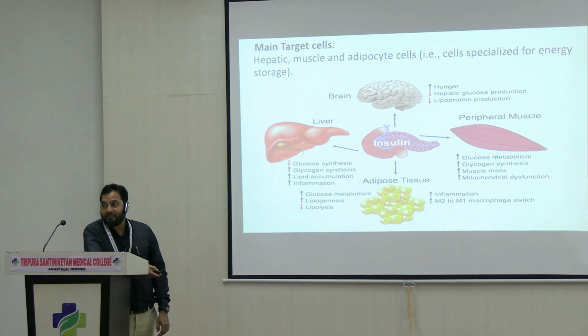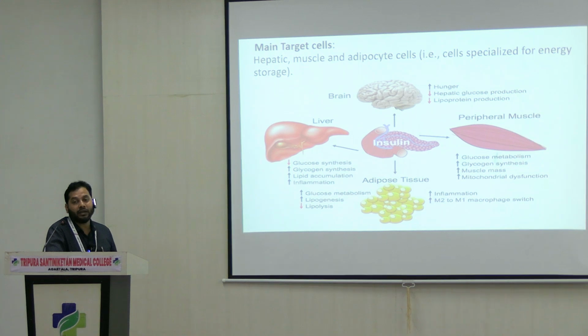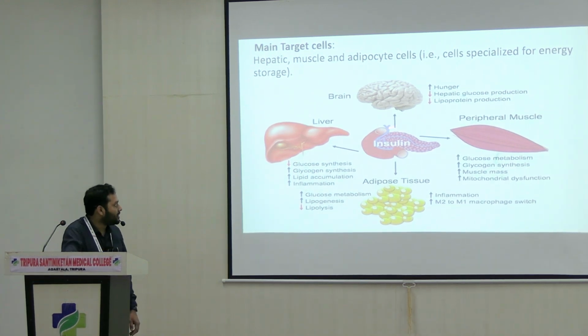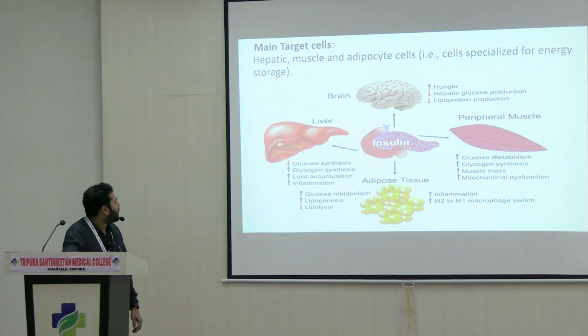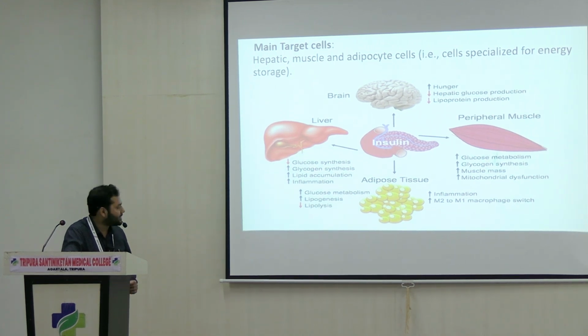So what are the important functions that take place at those target sites by insulin hormone? You can see that in the presence of a sufficient amount of insulin hormone from beta cells, it targets the liver cells, mainly hepatic cells. It reduces the biosynthesis of glucose, or it reduces the glycolytic events.